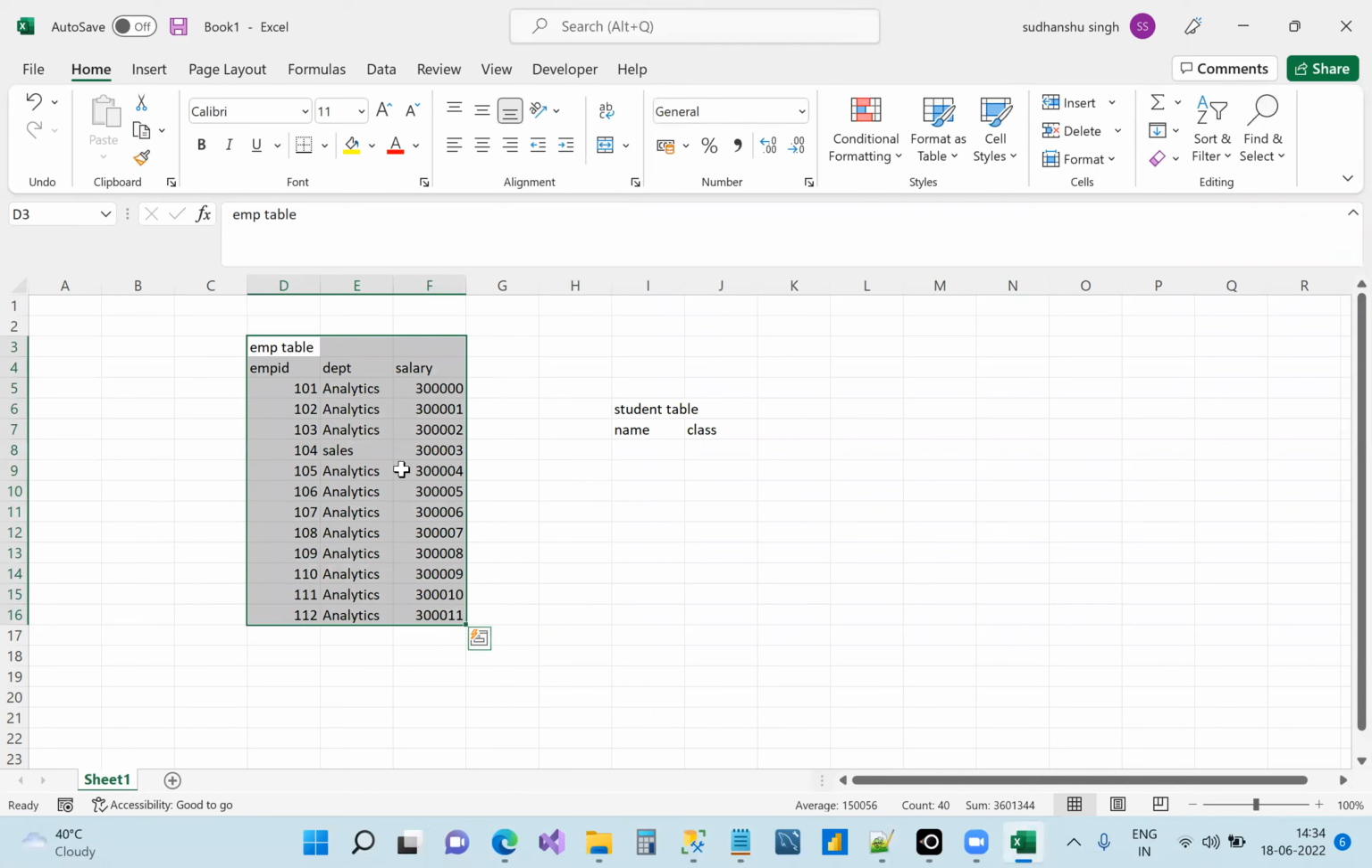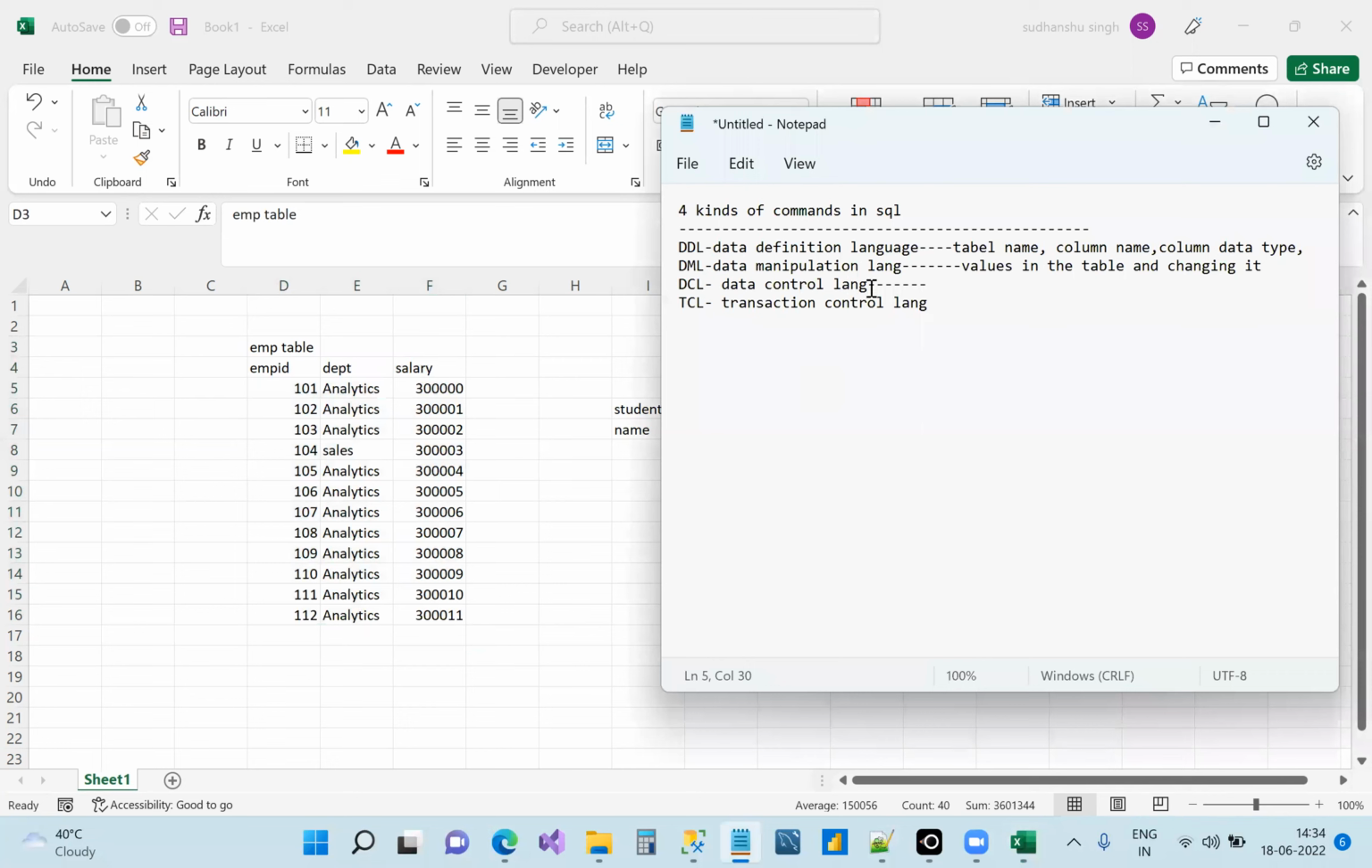Suppose right now, among whoever is attending the classes, I want to give access to this table only to a few people who can change it, and to some people I want to give access who cannot make changes to it but can only view it. So that is my data control, isn't it? I'm controlling it, isn't it? Who can see what, who can do what with this data, isn't it? Yes or no? So that comes in the data control language. Got it?